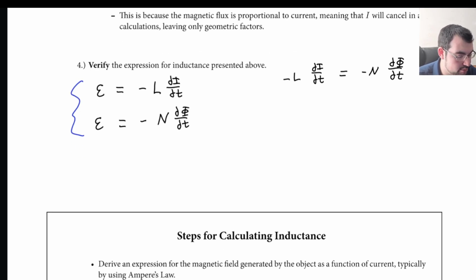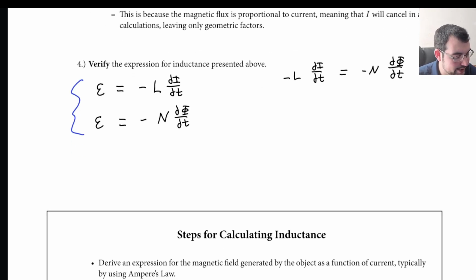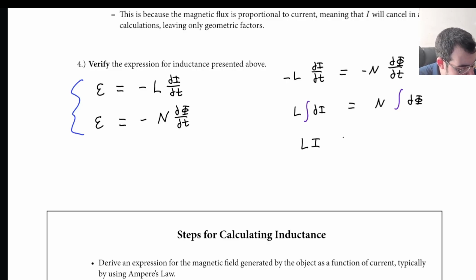Notice everybody brought a dt and everybody brought a negative sign, so I can cancel and write L times di is equal to N times d flux. And now we can just add up all our contributions. If we add up all of our current contributions, di, we get the total I. And if we add up all of our flux contributions, d phi, we get the total phi.